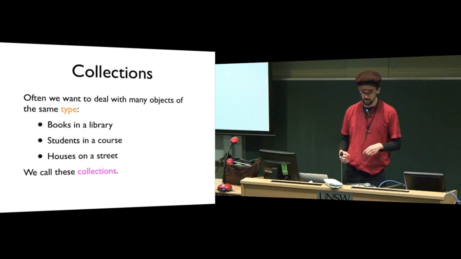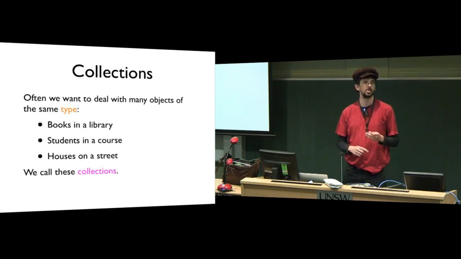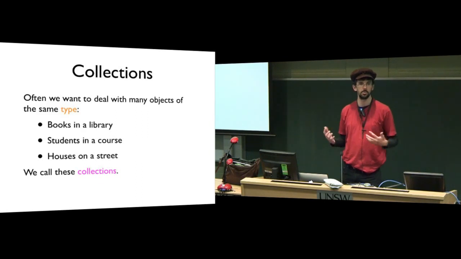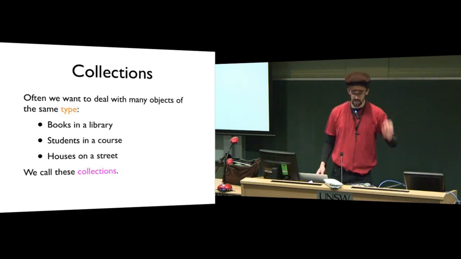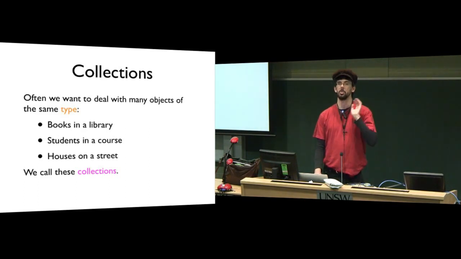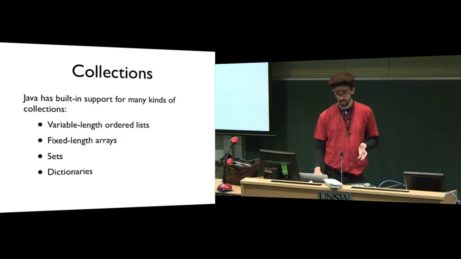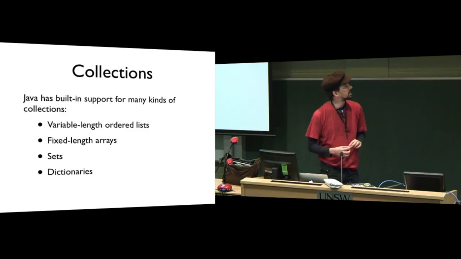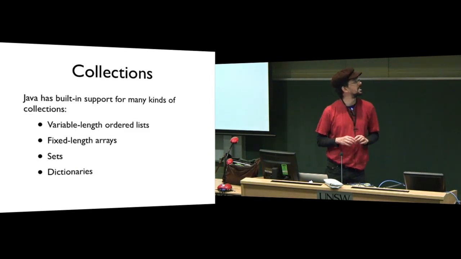So we have what's called collections, which are ways of keeping track of multiple objects of the same type. And there's some examples of what sort of applications. Collections come up all the time. Java has built-in support for many kinds of collections. And in fact, you'll find that there are different times you will require a different kind of collection.